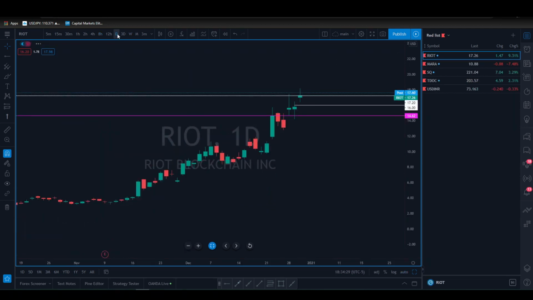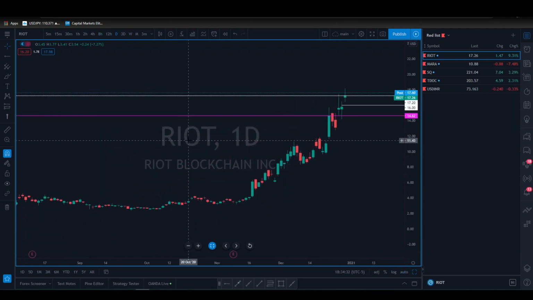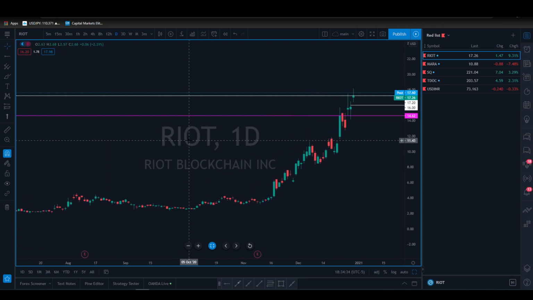So here we have RIOT. RIOT is a blockchain, low cap, low float stock that follows Bitcoin. It doesn't necessarily track Bitcoin. Essentially what happens is people start to buy this thing when Bitcoin starts to move up.